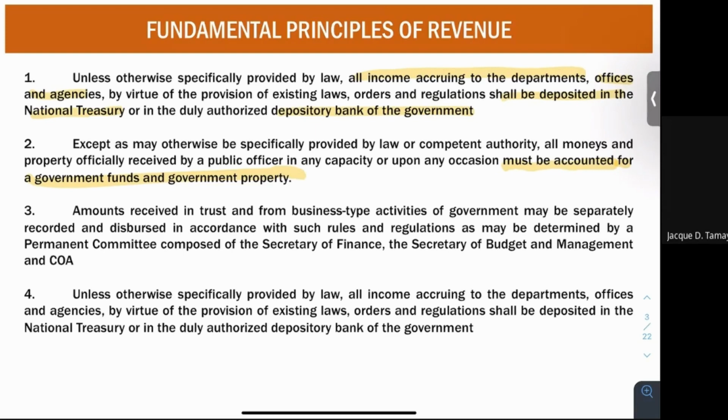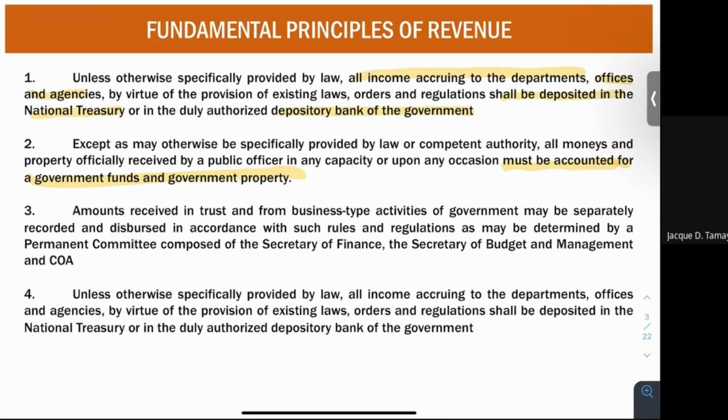Actually, this is a special fund. This is more of a special fund. As a rule, you must first place it on a general fund. However, you can also place it as a special fund and you can make use of it.